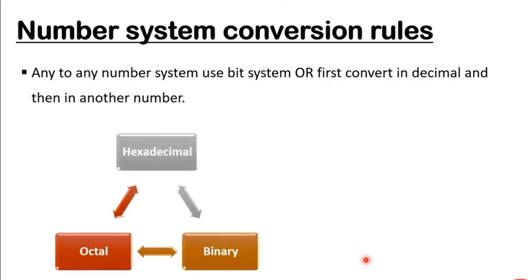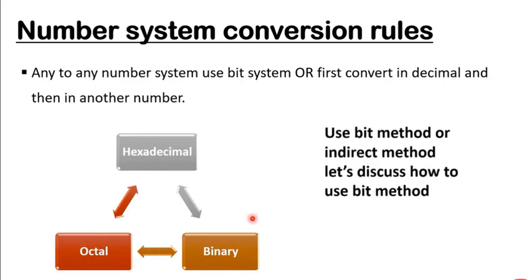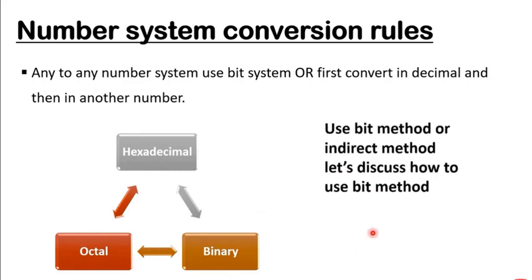Okay. So now the third rule is if you want to convert from any number system to another, all you have to do is to first convert it to decimal and then into the other system. So here is the picture that you can see. If you want to go from hexa to octal, octal to hexa, and so on and so forth, you have to pass through binary. Or you have to use the bit method.